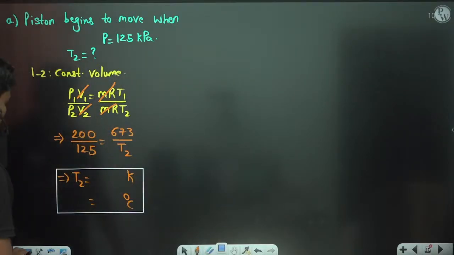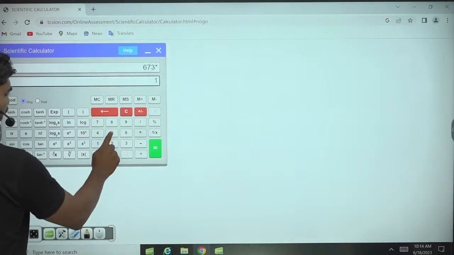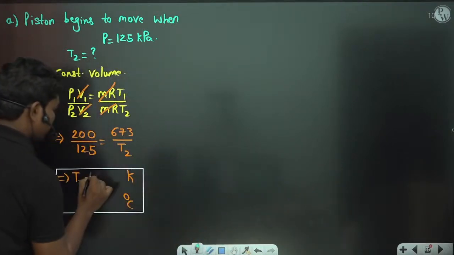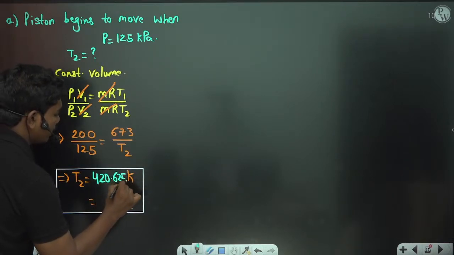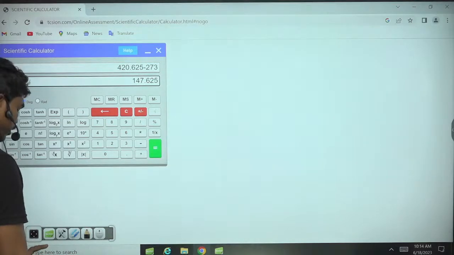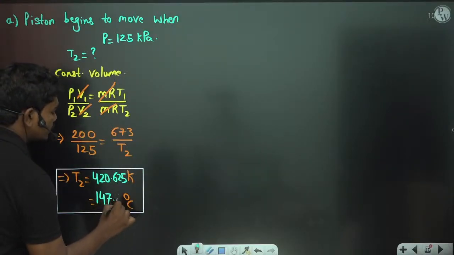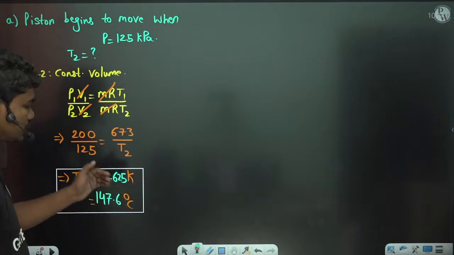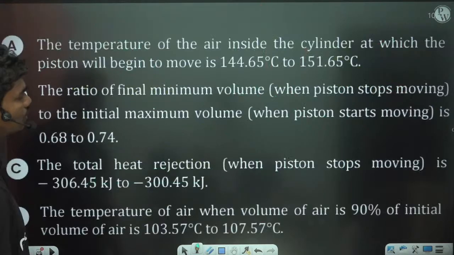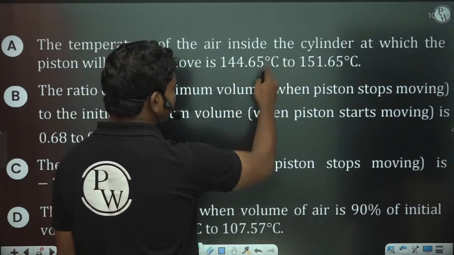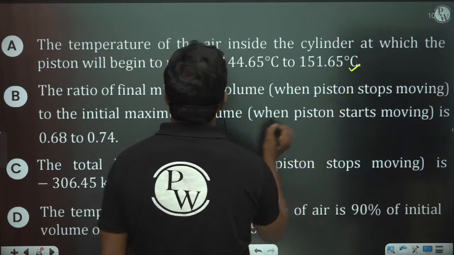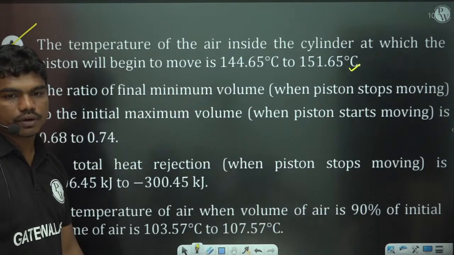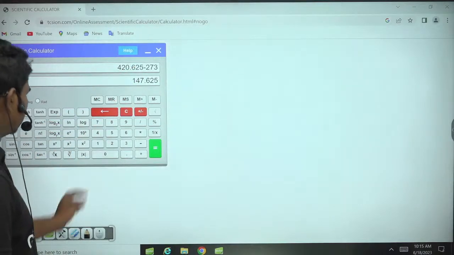673 into 125 by 200 gives 420.625 Kelvin. Minus 273, this gives you 147.6 degrees Celsius. So 147.6 degrees Celsius is the temperature at which the piston starts moving. If you check the options, 147.6 is in between, exactly this. So this is actually the correct statement. Option A is correct because the temperature of the air at which the piston starts moving down is 147.625 degrees Celsius.